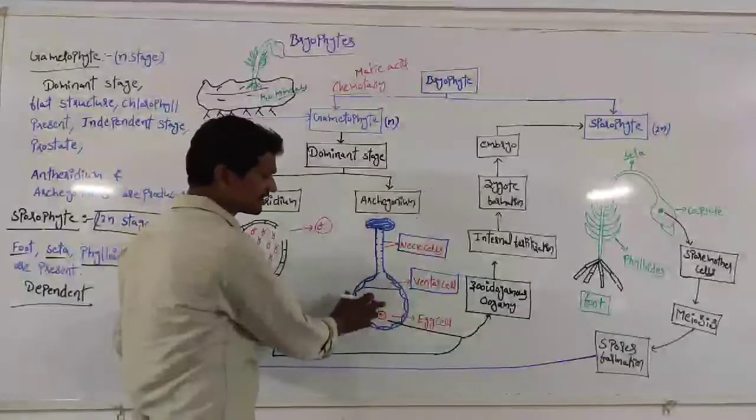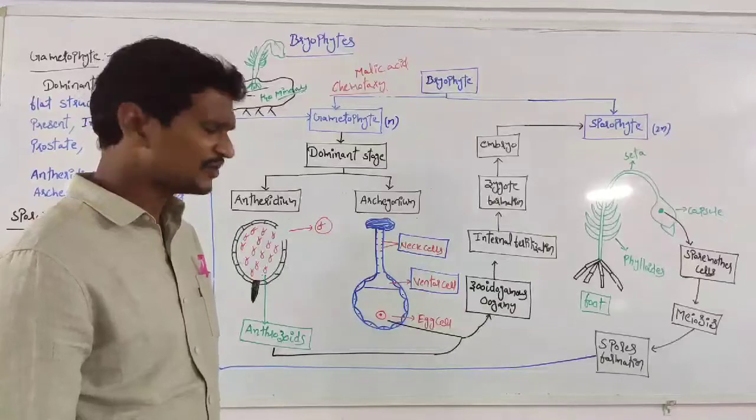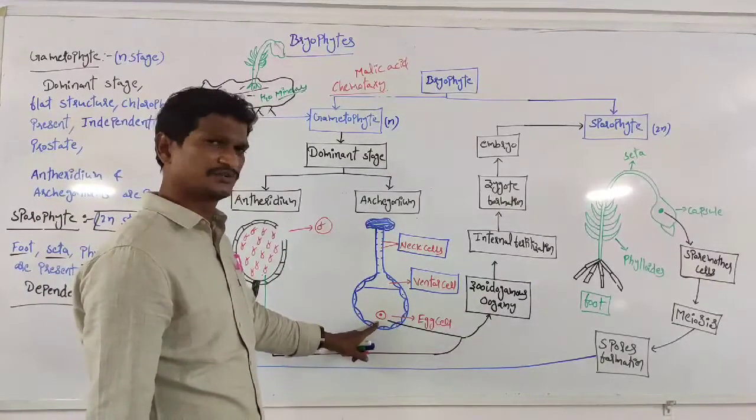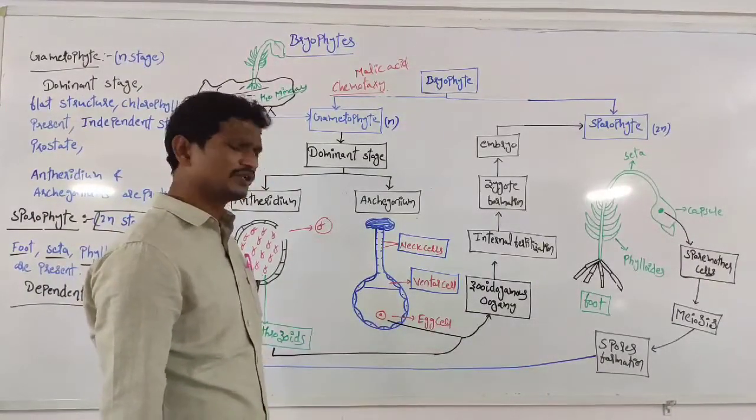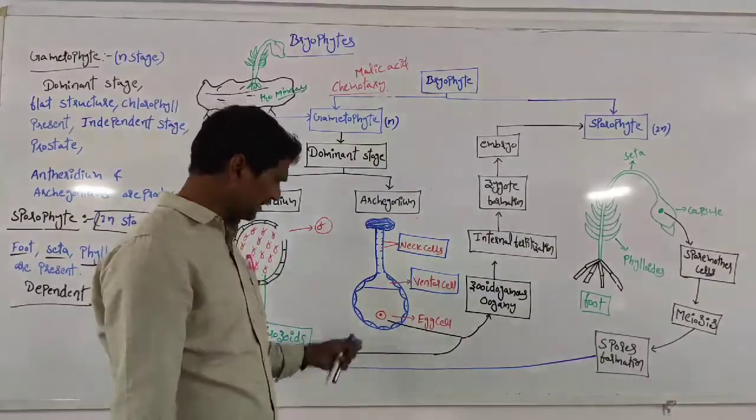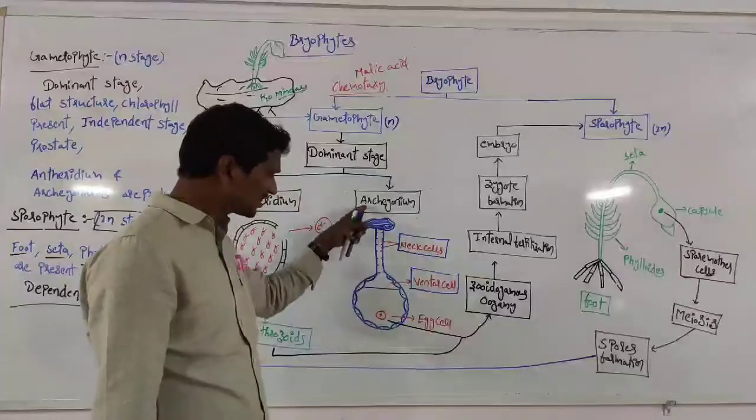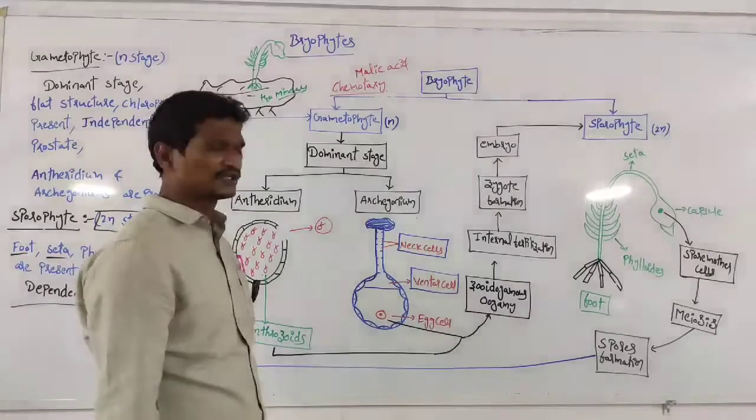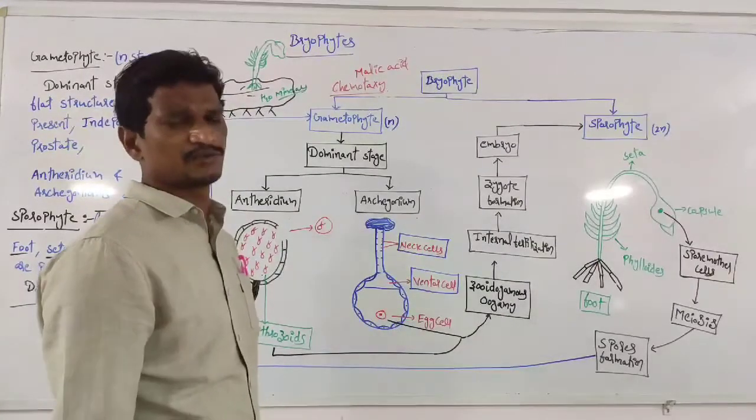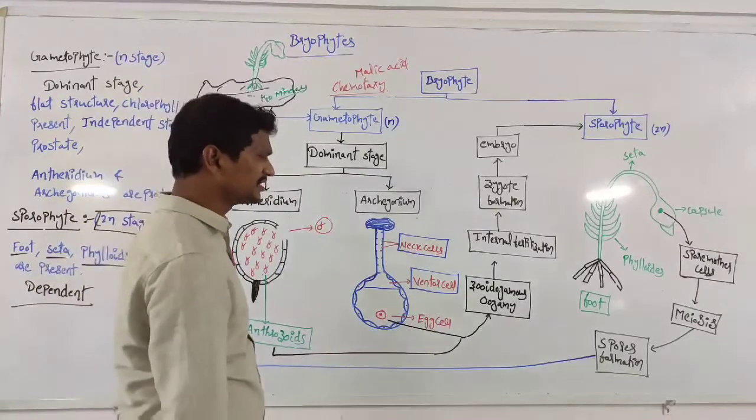Once these male gametes enter the archegonium, they reach the egg cell. That is nothing but fertilization. So fertilization takes place internally, inside the archegonium. That one is called the internal fertilization process.